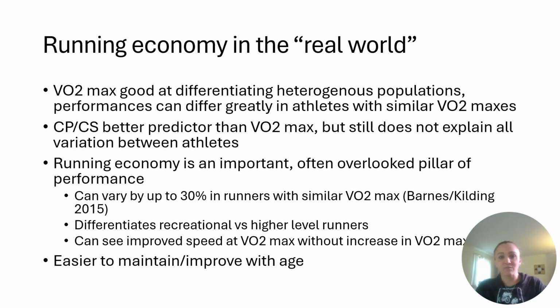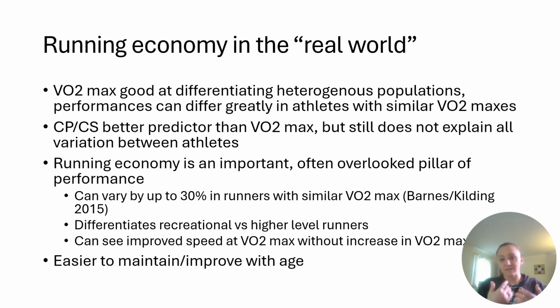Right, so let's look at running economy in the real world. VO2 max is very good at differentiating performance between heterogeneous populations. If you take someone with a VO2 max of 45 versus someone with a VO2 max of 65, you can pretty much predict that the person with the VO2 max of 65 is going to win. But performances can differ greatly in athletes of similar VO2 maxes. If you took a group of runners with VO2 maxes all between, say, 58 and 62, you would see different performance levels in these athletes.